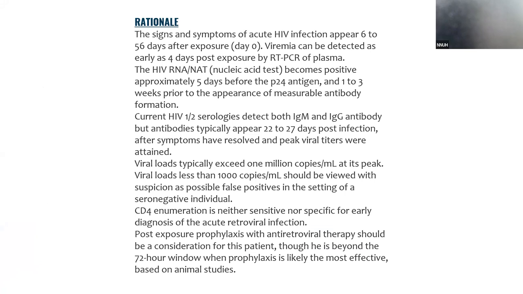This is the explanation. The signs and symptoms of acute HIV infection appear 6 to 56 days after exposure. Viremia can be detected as early as 4 days post-exposure by PCR of plasma. HIV RNA nucleic acid test becomes positive approximately 5 days before p24 antigen and 1 to 3 weeks prior to measurable antibody formation. Current HIV-1 and 2 serologies detect both IgM and IgG antibodies, but antibodies typically appear 22 to 27 days post-infection, after symptoms have resolved and peak viral titers were attained. Viral loads typically exceed 1 million copies at the peak. Viral loads less than 1,000 copies per mL should be viewed with suspicion as possible false positives in the setting of a seronegative individual. I didn't understand that.